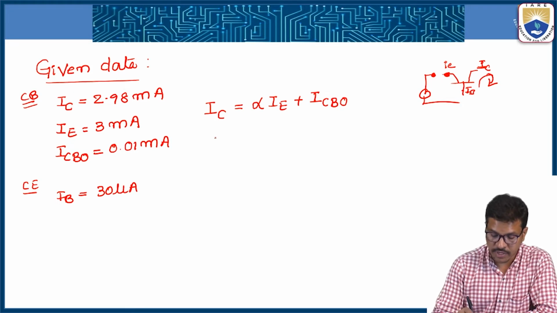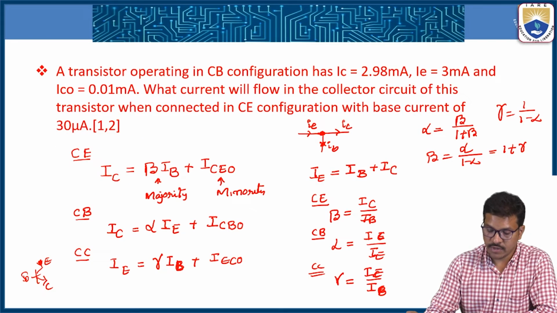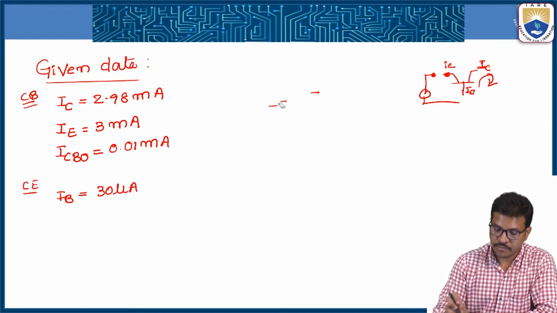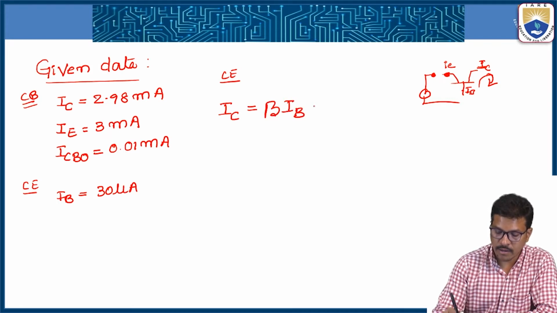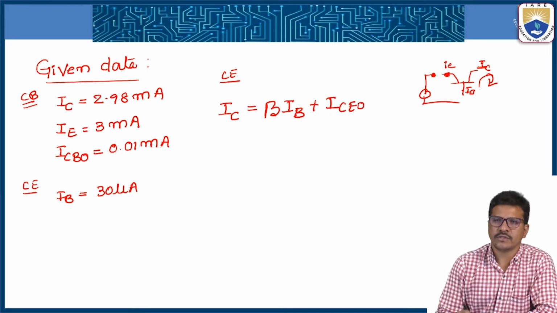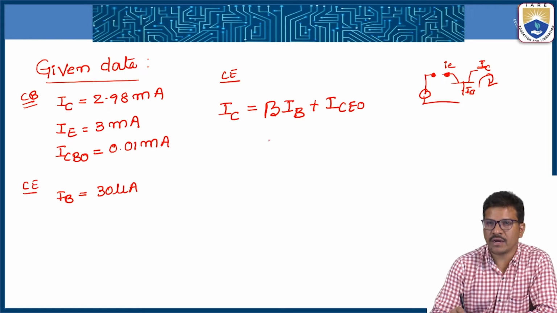Actually, IC is given in the common base, so we need to find out the IC in a common emitter. What is the current flow in common emitter? Collector current IC is equal to beta IB plus IC naught, the collector to emitter current when base is open. Do we have IB? We don't have IB. Do we have beta? No. It is required to find beta and IC naught. Everything we need to find out.